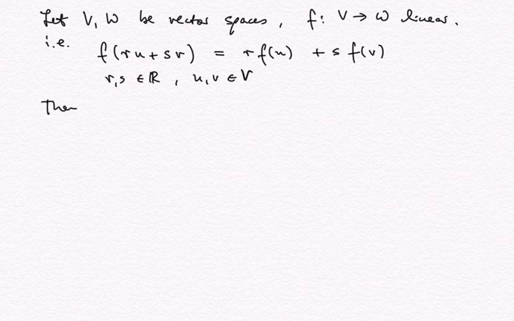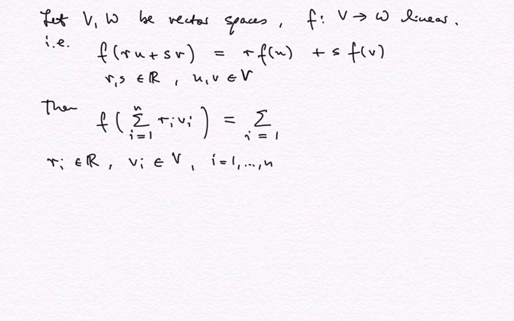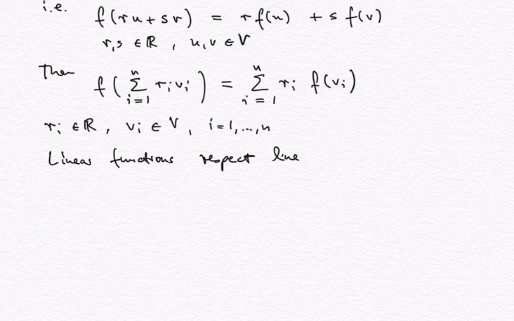Then, if I consider the function value of a larger linear combination, as we have seen in the last video, where the Ri are real numbers and the Vi are elements of V, then by linearity of the function, this is equal to the sum from 1 through n over Ri times the function values of the Vi's. In other words, linear functions respect linear combinations.